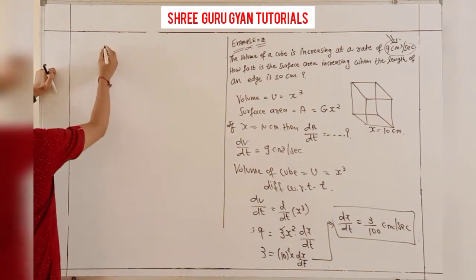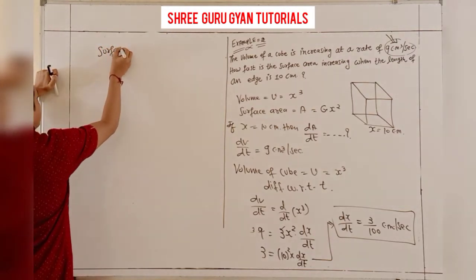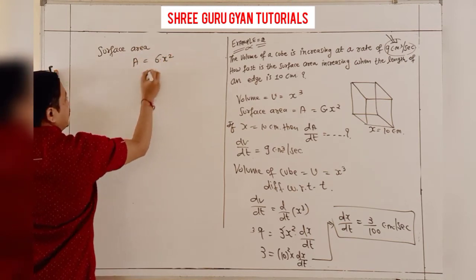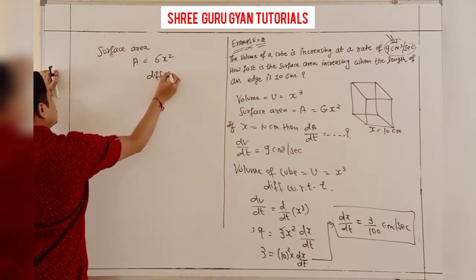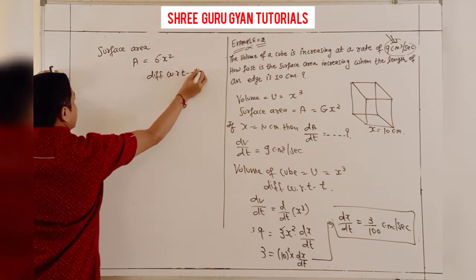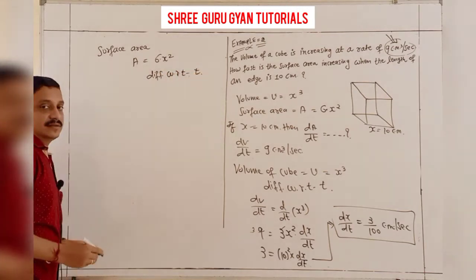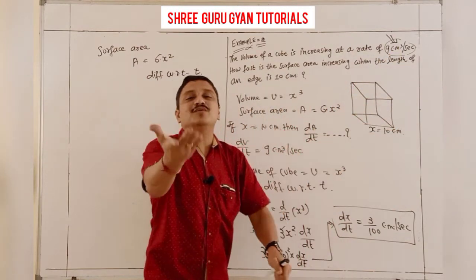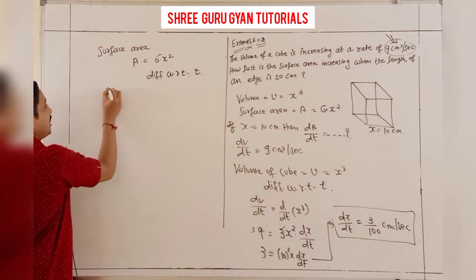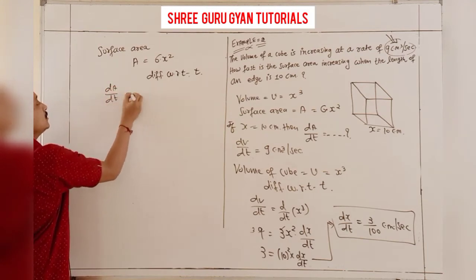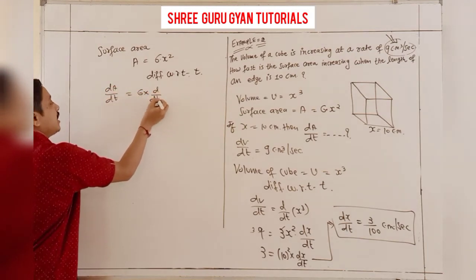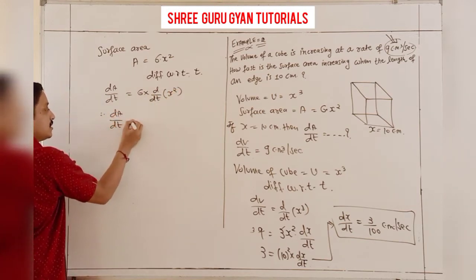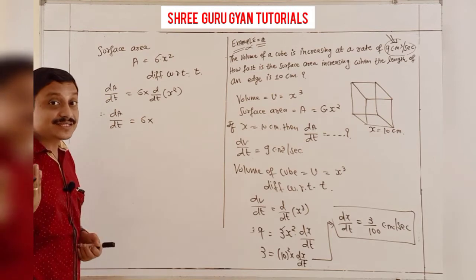So the surface area, which is A equal to 6x square. Here also differentiation with respect to time. Yes, this is a main point with respect to checking, already given in the question. So here dA by dt, 6 outside, d by dt of x square. So students, first the answer is dA by dt equals 6, and what is the derivative of x square?